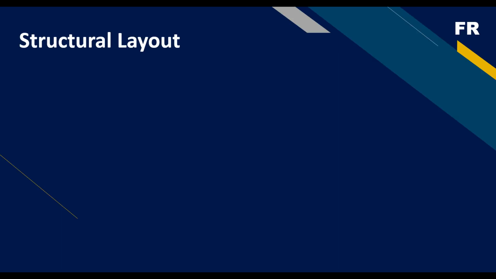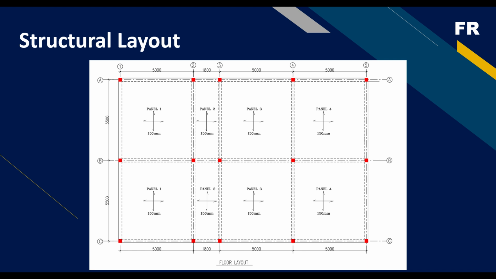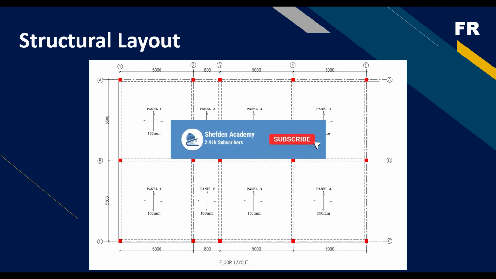So for the purpose of this video, we are going to be making use of this layout. This is a typical floor layout that has 8 panels, in which 2 panels are similar. So in order for us to deliver this practice example, you only need to design the critical slab, the critical panel out of this.